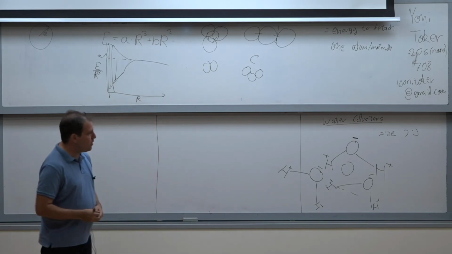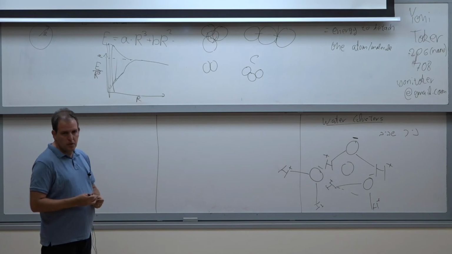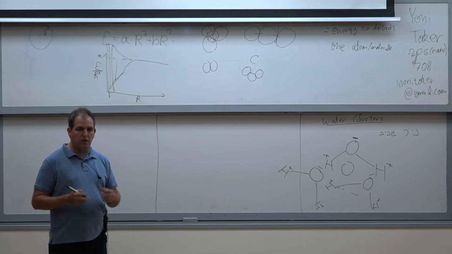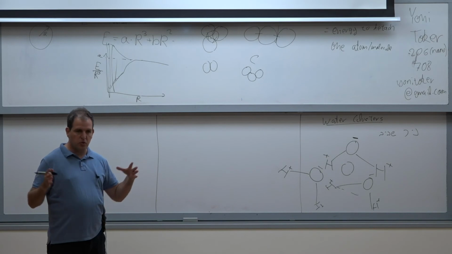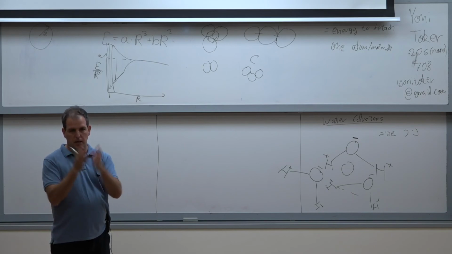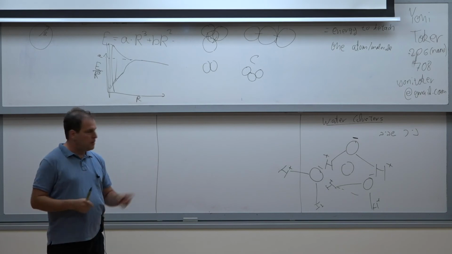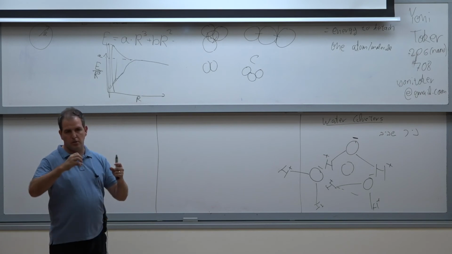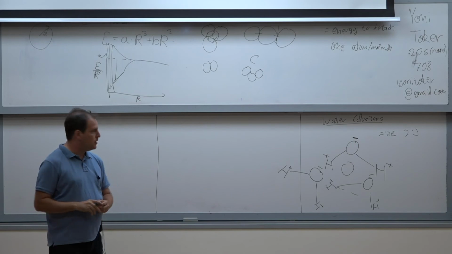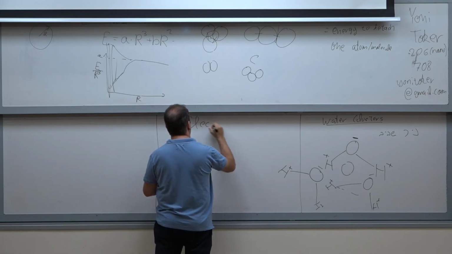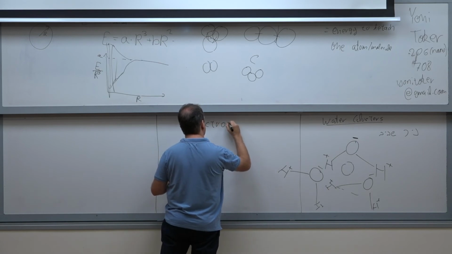How do you make water clusters? This is another example. Most of the ion sources I told you about so far were sources like supersonic expansion, where you take stuff and collide it together. But in this case, it's actually easier to start with big water and break it apart. And this is a source called electrospray.